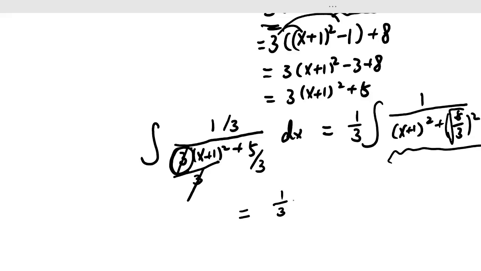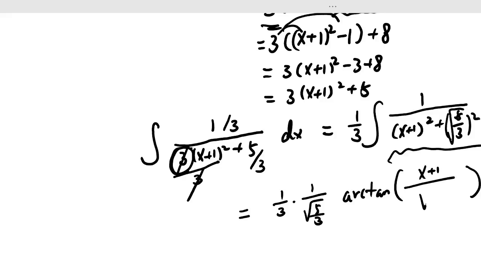So it's 1/3 times 1 over a. That's gonna be 1 over radical 5 over 3, arctangent of x plus 1 over a, that's going to be radical 5 over 3, plus C. Right.